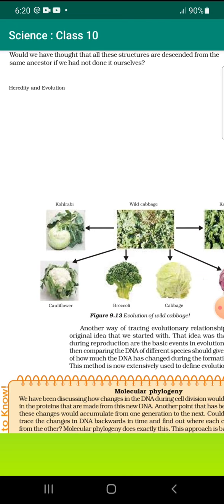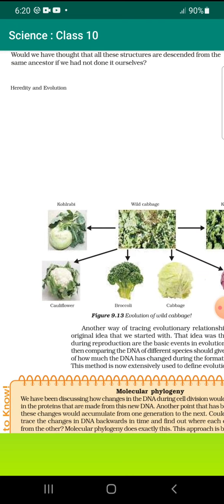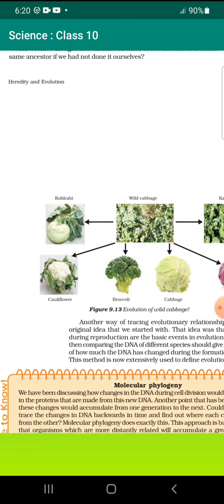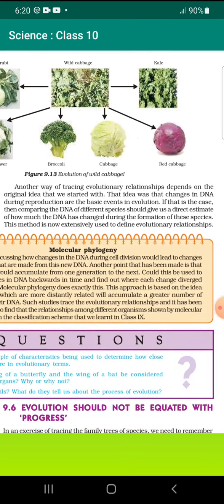Would we have thought that all these structures are descended from the same ancestor if we had not done it ourselves? Another way of tracing evolutionary relationship depends on the original idea that we started with. That idea was that changes in DNA during reproduction are the basic events in evolution. If that is the case, then comparing the DNA of different species should give us a direct estimate of how much DNA has changed during the formation of these species. This method is now extensively used to define evolutionary relationships.